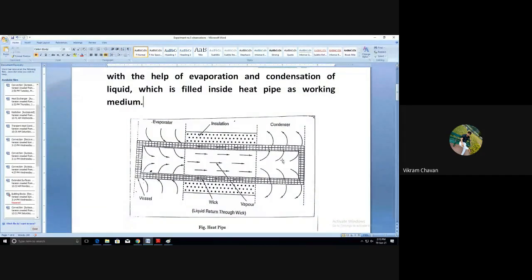Now, this heat is nothing but the latent heat. This vapor will release the latent heat of condensation to this particular surface, and the surface will release that heat to the external environment. So once the latent heat is removed from the vapor, it will get condensed into liquid form.